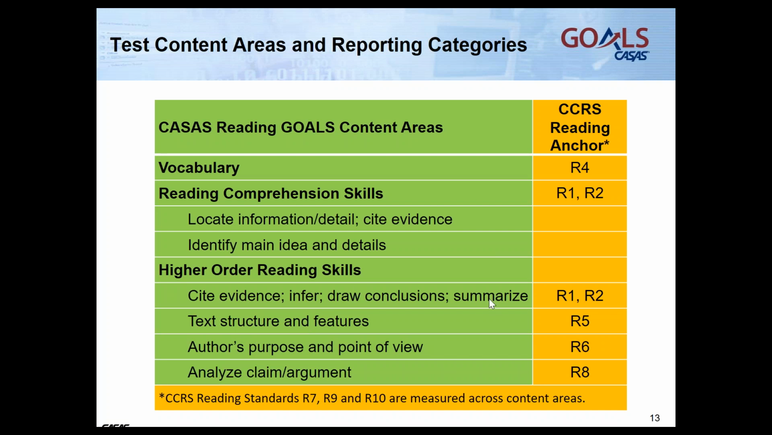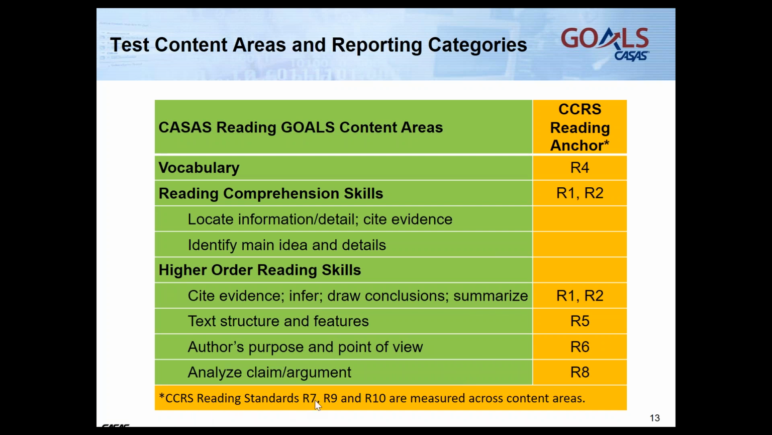Now, R1 and R2 at the higher levels look at things like inference, drawing conclusions, and summarizing, then text structure and features, R5, the author's purpose and point of view, R6, and analyzing claims and arguments, which is R8. Something like this is not going to appear on level A, and I'll show you in a minute how these categories play out through the levels.